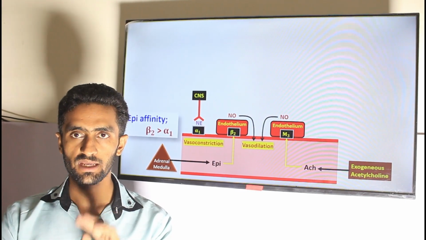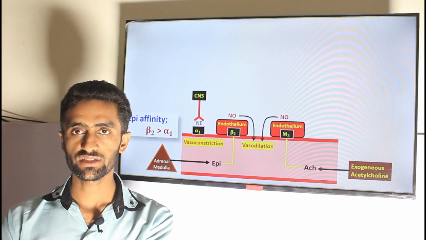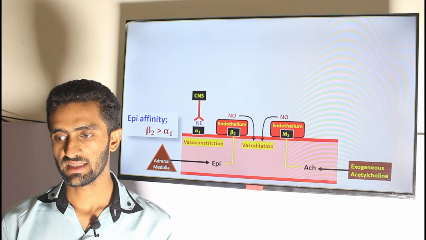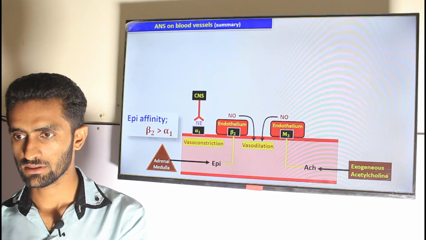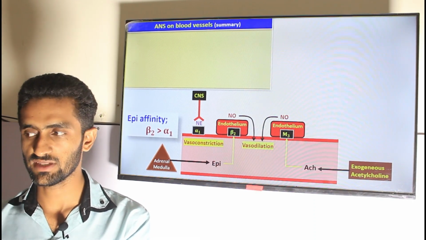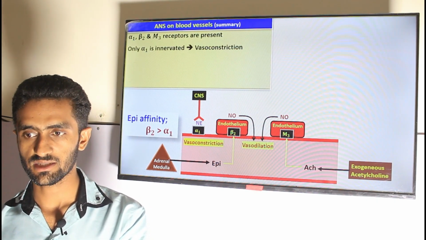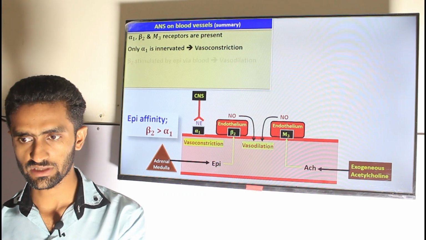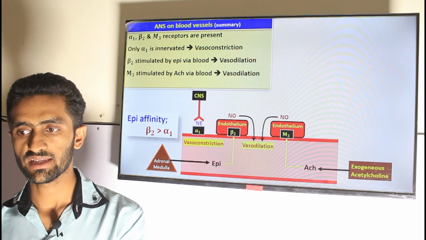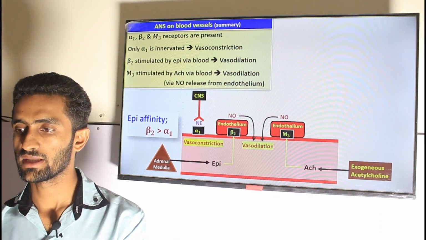So vasodilation can happen via epinephrine or exogenous acetylcholine. While vasoconstriction, when sympathetic activity happens, norepinephrine can cause vasoconstriction via the alpha 1 receptor. So ANS is a beloved concept, especially for your Step 1 exam, USMLE, FCPS, whatever you are going to enter. So alpha 1, beta 2, M3 are present. Just a summary: only alpha 1 is innervated and causes vasoconstriction; beta 2 is stimulated by epinephrine via blood and causes vasodilation; M3 is stimulated by acetylcholine via blood and causes vasodilation via the release of nitric oxide from the endothelium.